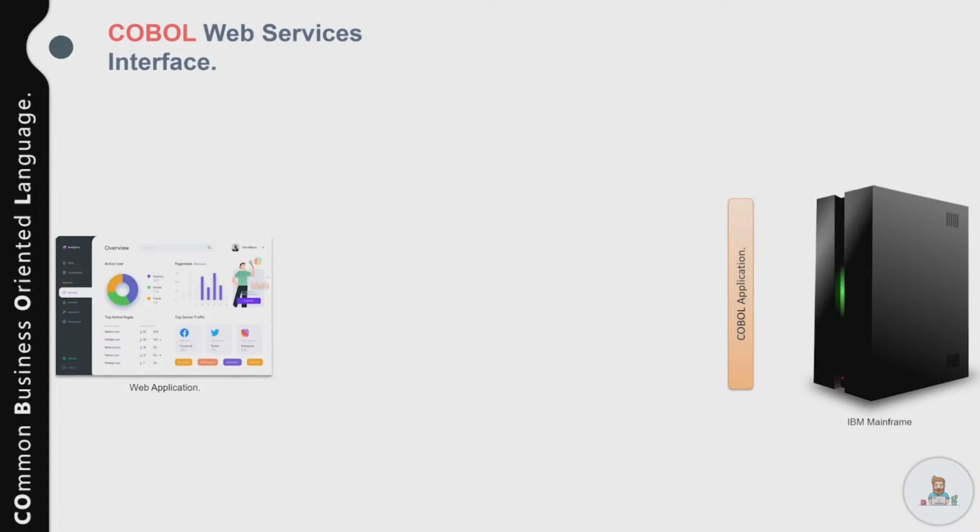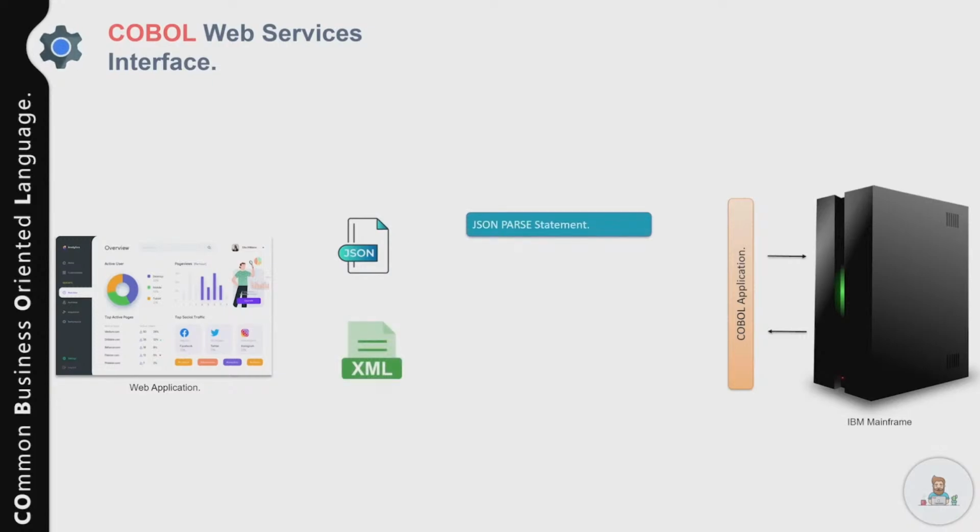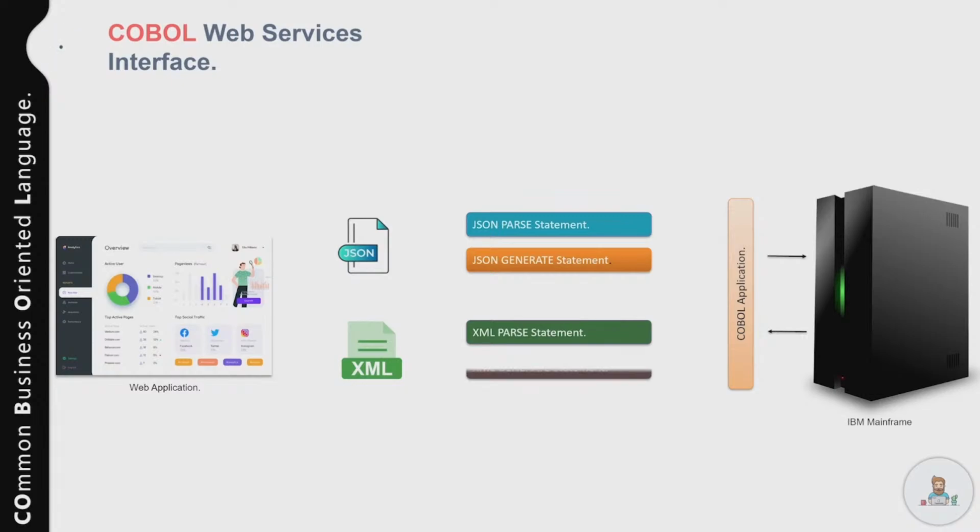Now if you look at the diagram, you can clearly understand that on one side you have a web application hosted on a non-mainframe platform, and on the other side you have a COBOL application hosted on an IBM mainframe. First of all, let's say our web application is communicating with the COBOL application in JSON format. In this case, you can use two separate COBOL statements. The first one is the JSON PARSE statement, which is used to consume the JSON message that you've received from the web application. Apart from that, you can use the JSON GENERATE statement, which will convert the COBOL data item or the COBOL output into a JSON format that can be processed by a web application.